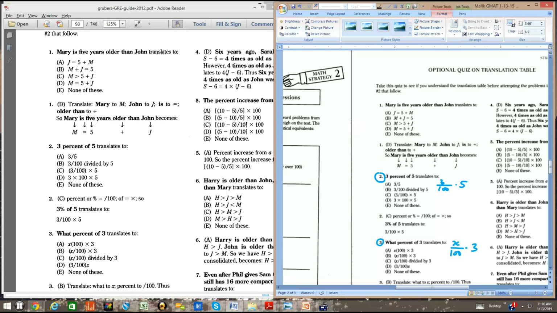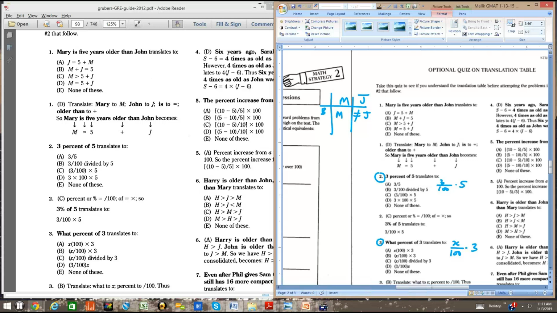So with question number 1, what you should do is create a chart like this. Mary has a column. John has a column. And this is a really easy question. I'll go through it anyway. Mary is 5 years older than John. So Mary is M, John is J, and that's not equal. This is like before.